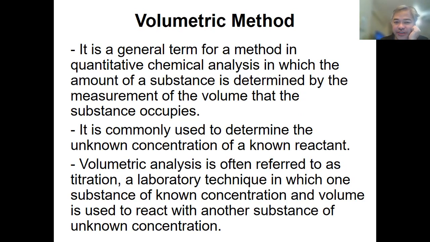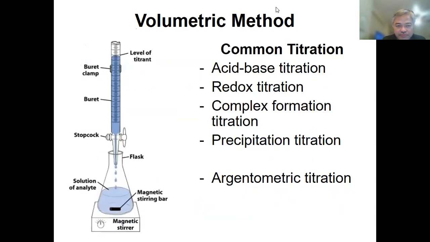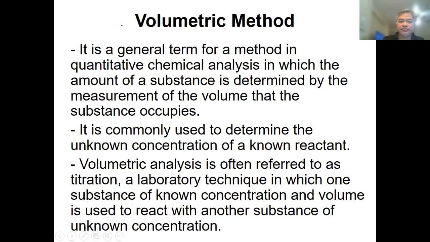So, volumetric method. The common root word there is volume. It is a general term for a method in quantitative chemical analysis in which the amount of a substance is determined by the measurement of the volume that the substance occupies. It is commonly used to determine the unknown concentration of a known reactant.